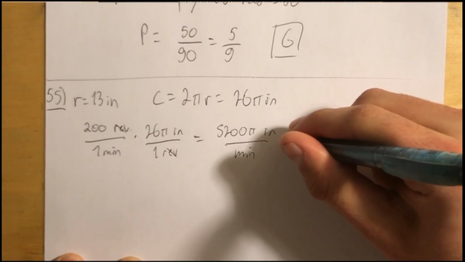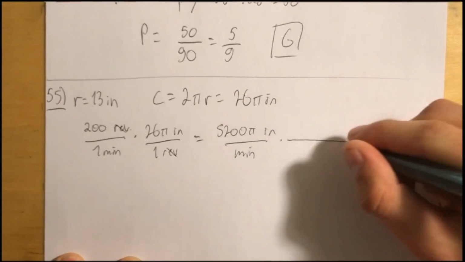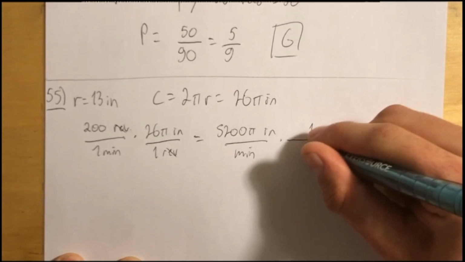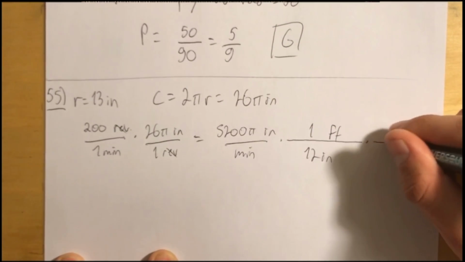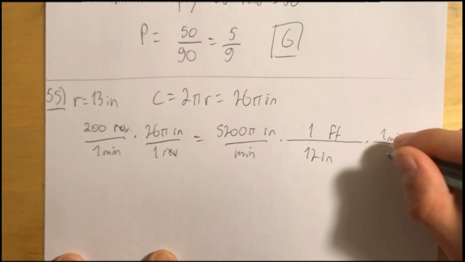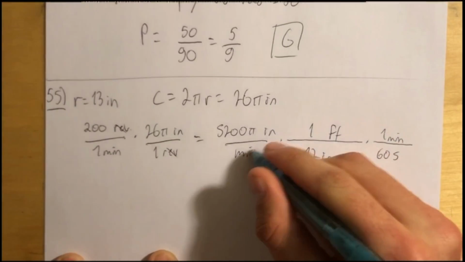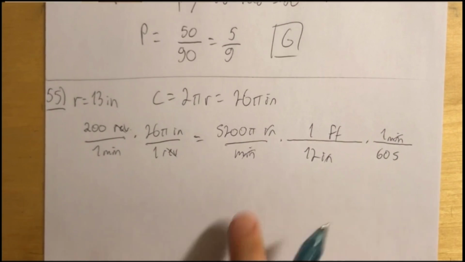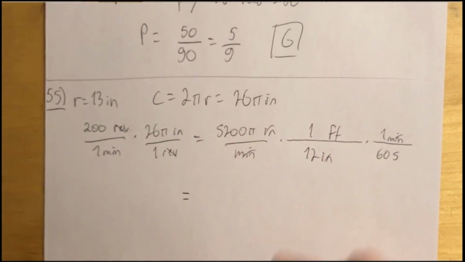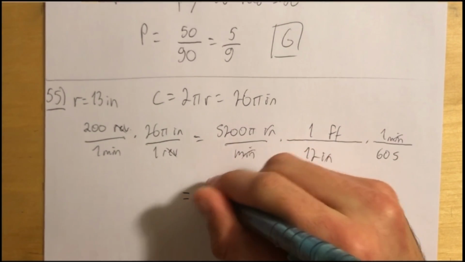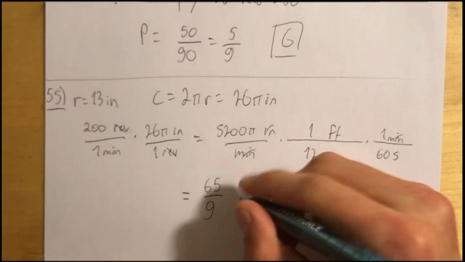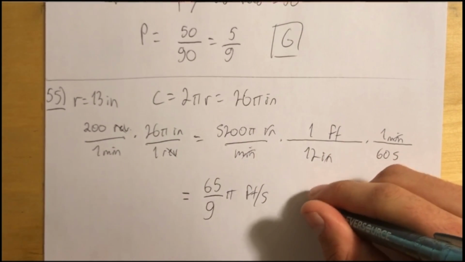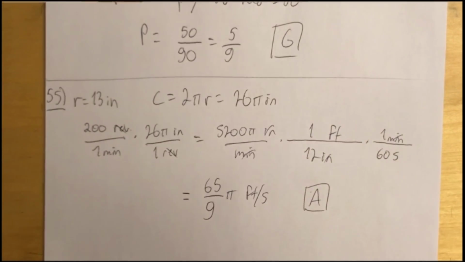So then we want to convert the units. In 1 foot, there's 12 inches, and in 1 minute, there's 60 seconds. Minutes cancel out, inches cancel out. When we simplify this, we're going to end with 65 over 9 pi feet per second. So, option A.